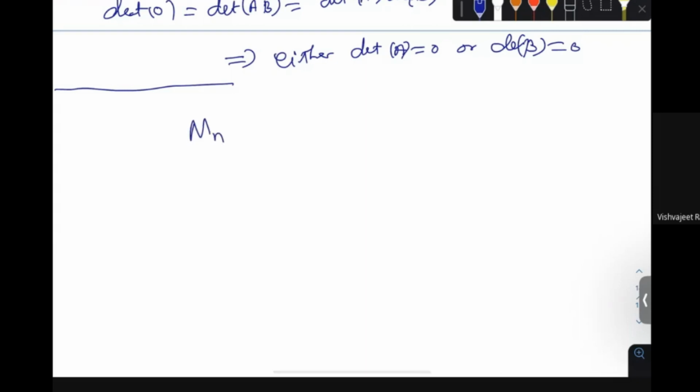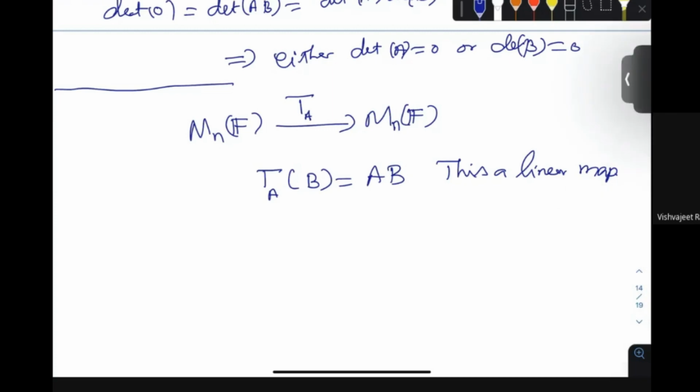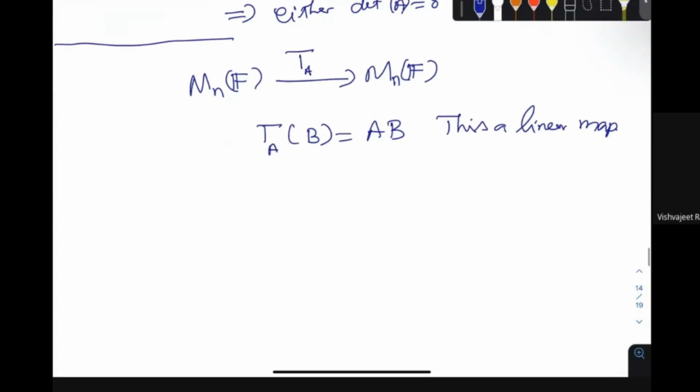From M1 of F to M1 of F, define T. Okay. Let me put A. T_A of the matrix B, any matrix B, is AB. This is a linear map. It's very easy. Using the matrix property, you can do it, it is very easy. This is a linear map.